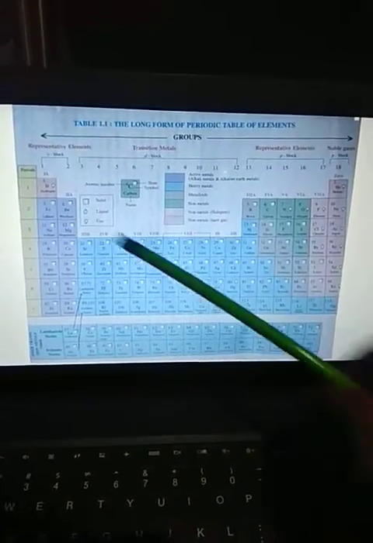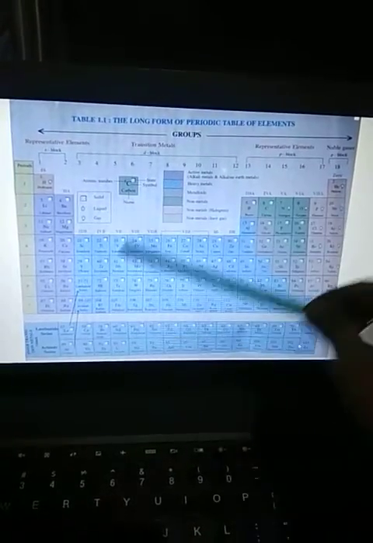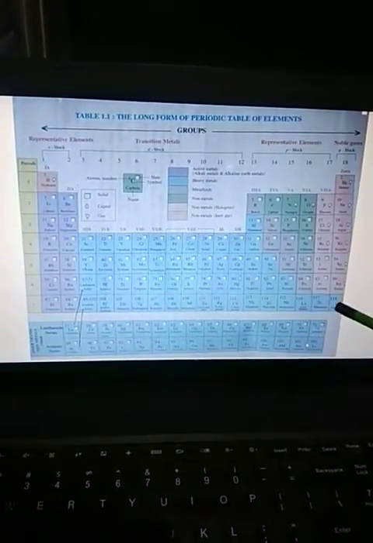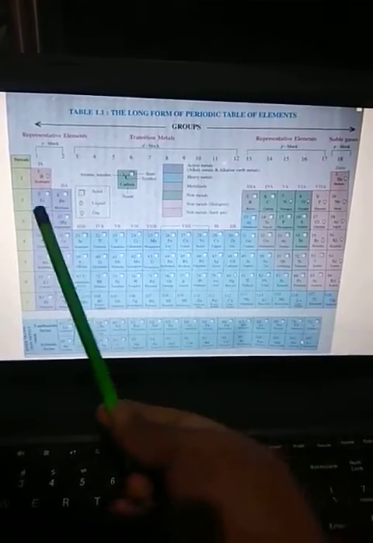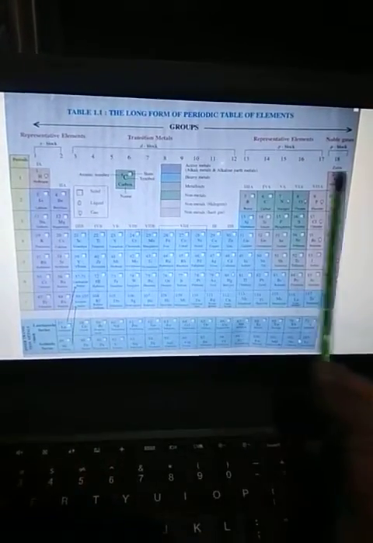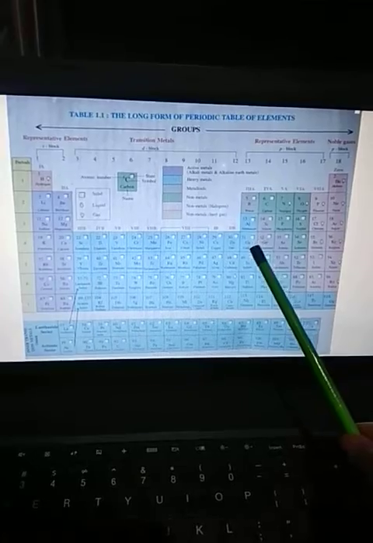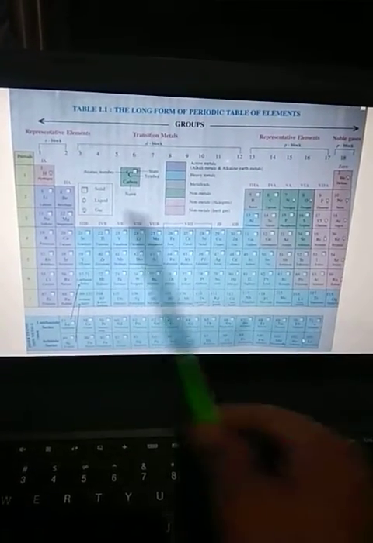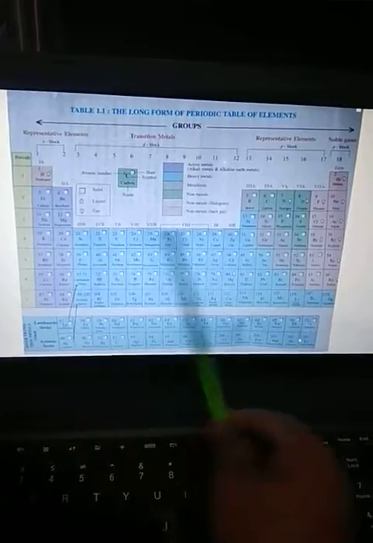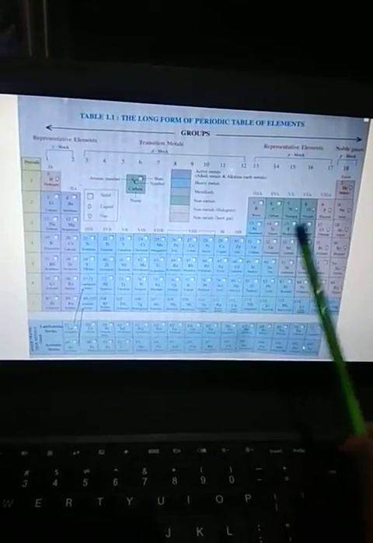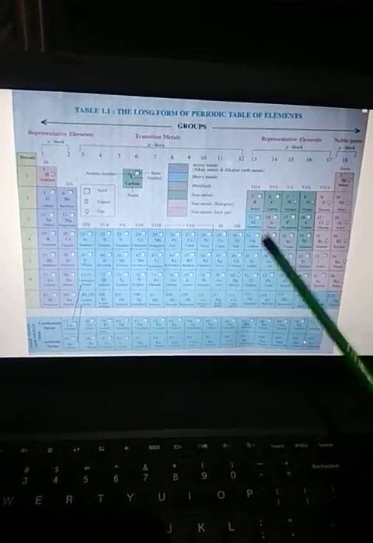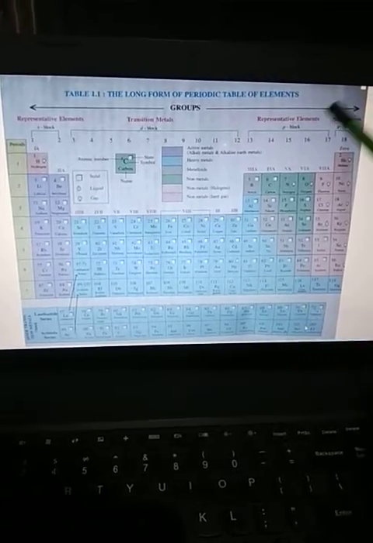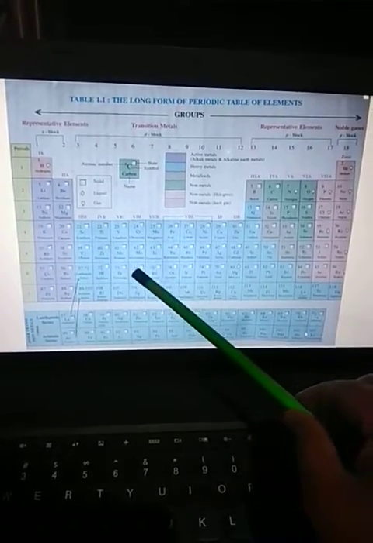The vertical columns in the periodic table are called groups, and there are 18 groups starting from 1 till 18. So there are 18 groups in the modern periodic table. And the horizontal rows are known as periods, and we have 7 periods in the modern periodic table. So altogether in a periodic table we have 18 groups and 7 periods.